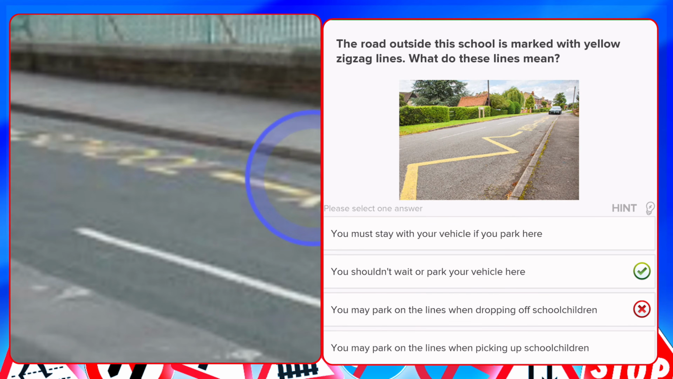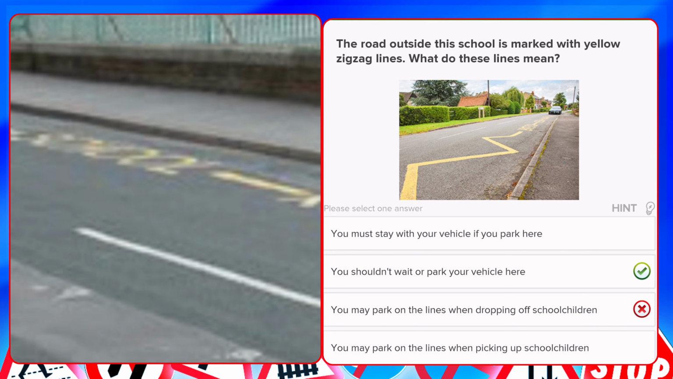Then you've got the school sign, keep clear. And the question is, if the road outside this school is marked with yellow zigzag lines, what do these lines mean? And the correct answer, you shouldn't wait or park your vehicle here. The common wrong answer, you may park on the lines when dropping off school children. I know you see people doing it, but it's not right. It is to keep the school area clear.